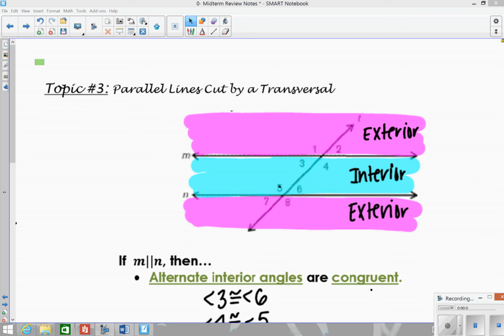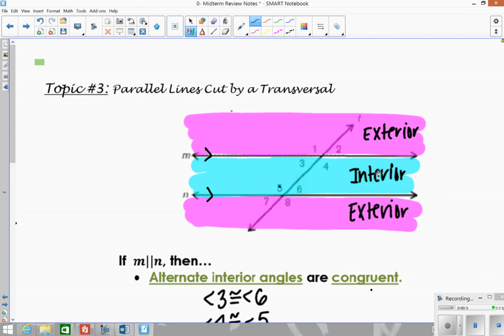Another topic in Unit 1 was parallel lines being cut by a transversal and talking about the angles they form. So whenever you have a picture like this, you have two lines that are being cut by a transversal. We have all different types of angles that are formed, but when these lines are parallel, so if I mark M and N parallel to each other, well then that means that we have congruent angles and we have some supplementary angles. So exterior is the region outside of the two parallel lines.